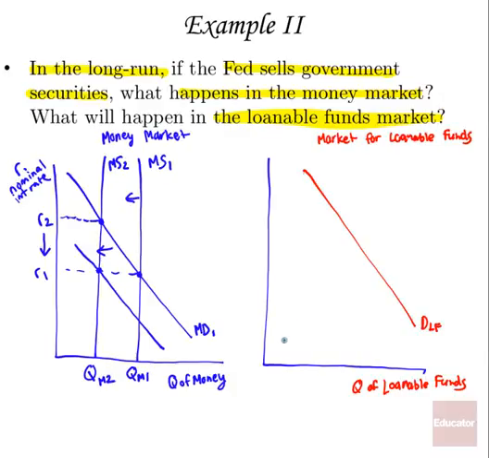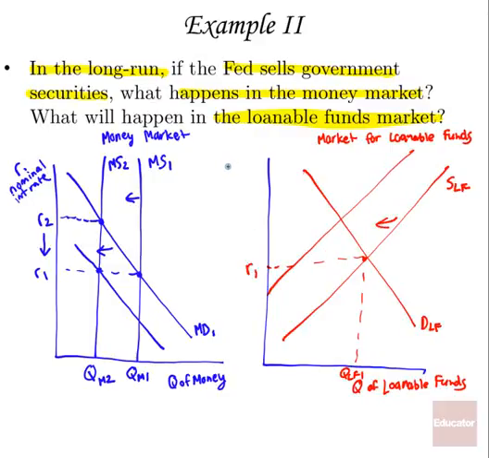So how is that going to play out in the long run for the market for loanable funds? You have the quantity of loanable funds here, and you have the supply of loanable funds. Initially there's a decrease in the supply of loanable funds here, R1 here. And again, this is the real interest rate.